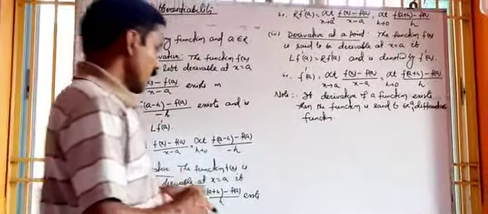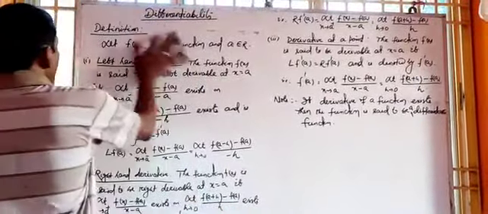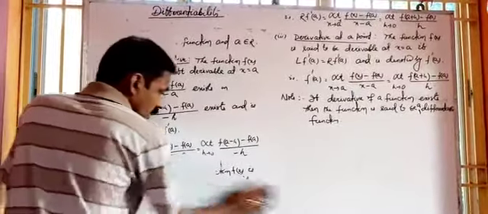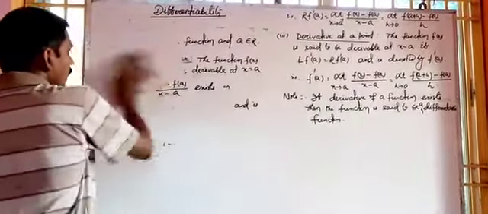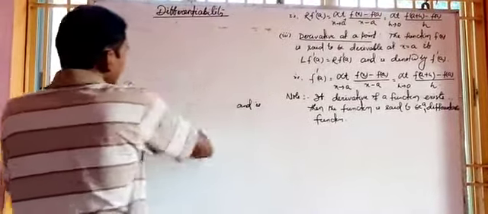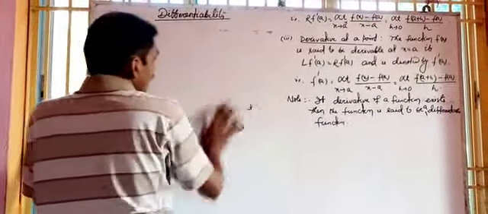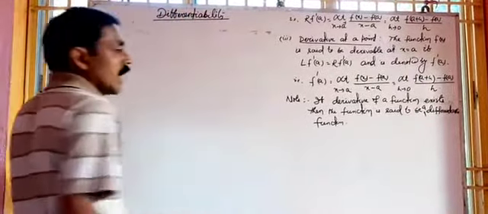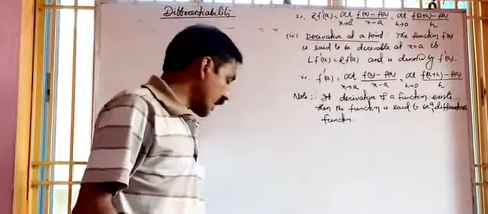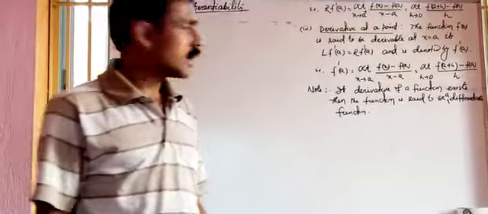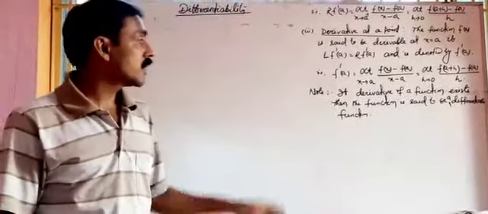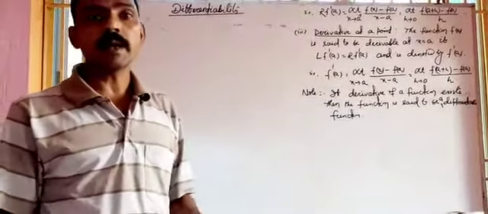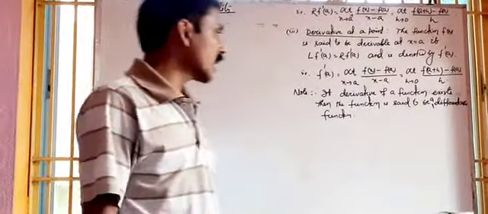Clear? Now we will discuss the relationship between continuity and differentiability. Continuity we have learned. What is continuity? If the limit of a function at a given point and the value of the function at the same point are equal, then we say that the function is continuous. And in case of differentiability, the function is differentiable at a point if it is both left and right derivable at the same point and they are equal.